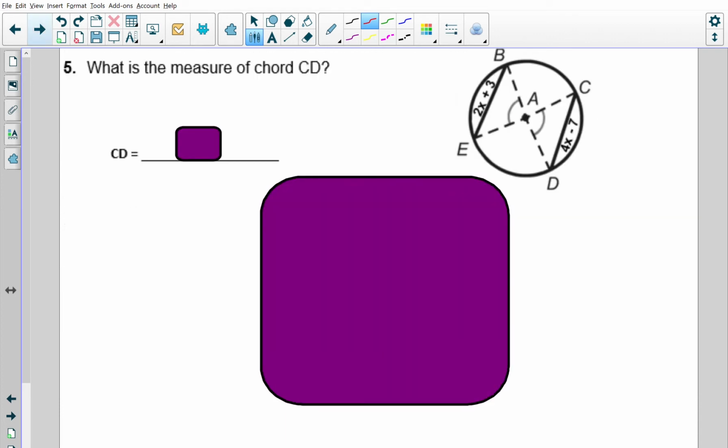Like this problem, let's take a look. What's it say? What's the measure of chord CD? We're looking for this distance right here. So we need to find out what X is. Well, what's the first thing you can tell me about this problem? Well, BD and CE are diameters, right? They go through the center point A, which means those vertical angles must be congruent. That means that not only are the arcs that they intercept congruent, but also the chords.